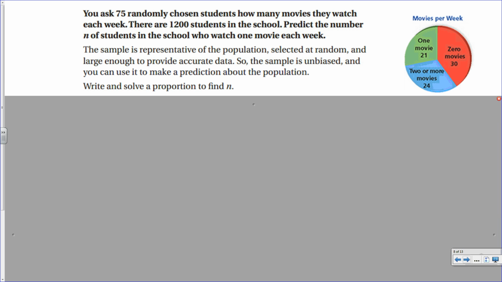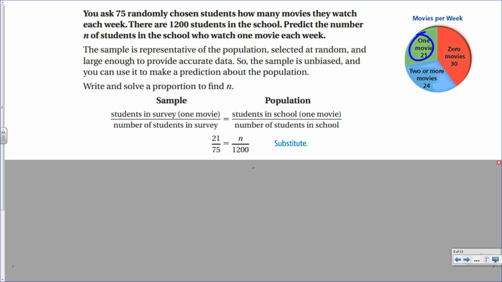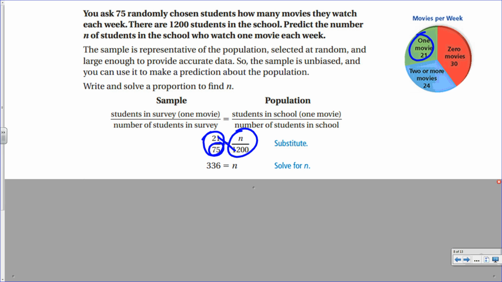So here we have our graph, and the people who watch one movie each week were 21. So we're going to write a proportion for that, okay? And it would be 21 out of 75. We want to know how many is that out of 1,200. So you cross multiply and divide by your 75 to find out that there were 336.